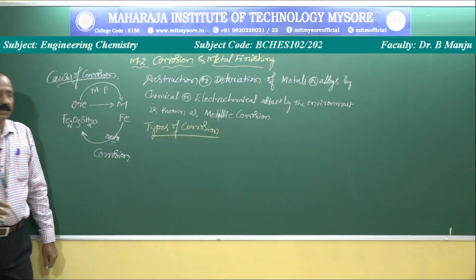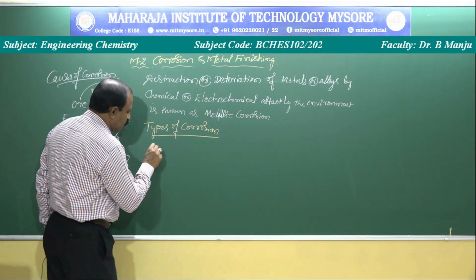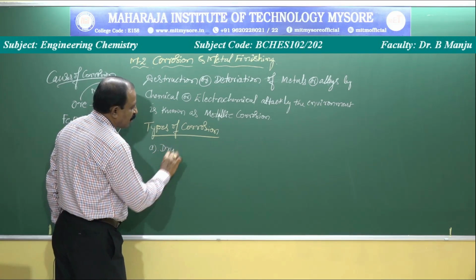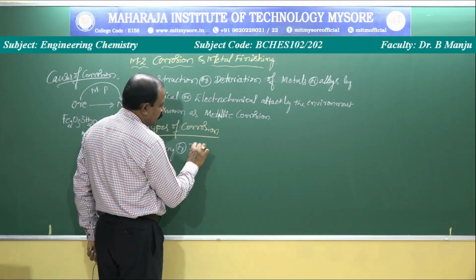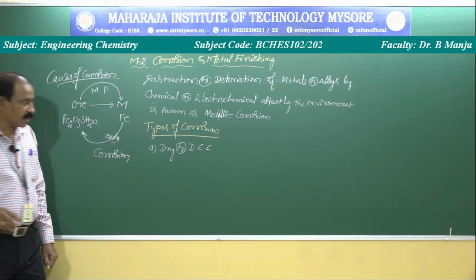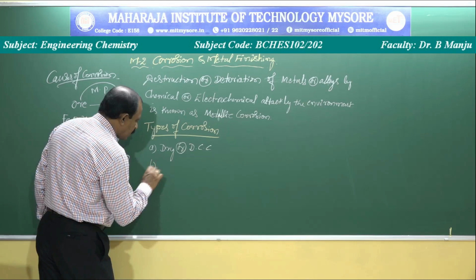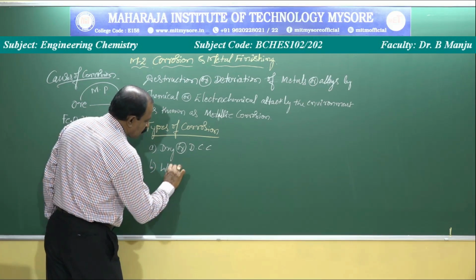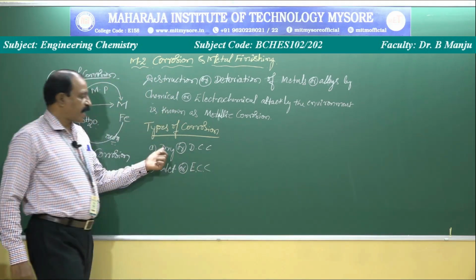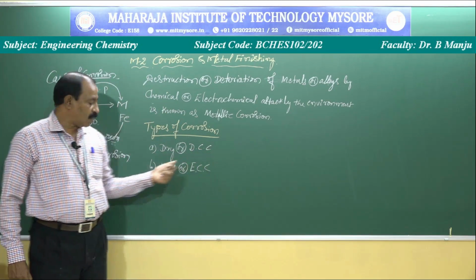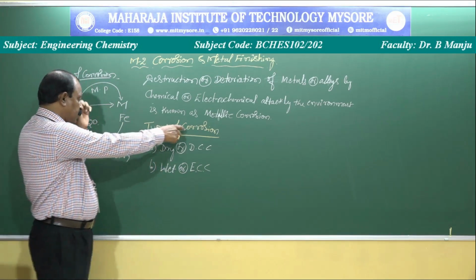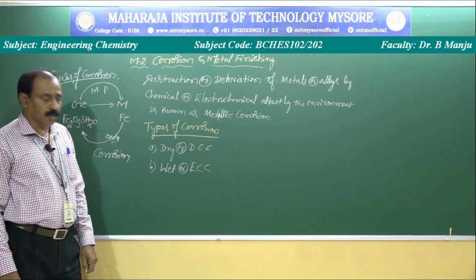Classification or types of corrosion. Corrosion can be classified into two types in general. One is dry corrosion, or direct chemical corrosion. The second one is wet corrosion, or electrochemical corrosion.